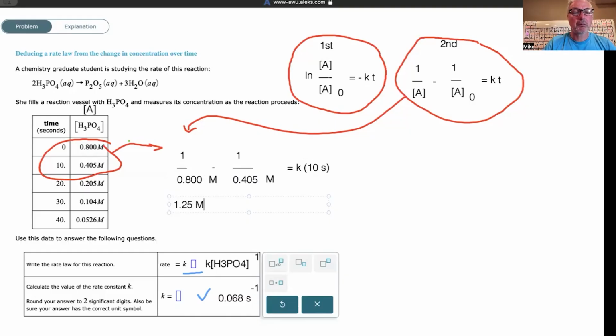1.25 inverse molarity units. It's concentration minus 1 over 0.405 minus 2. Doggone it, I screwed it up. That's okay. I screwed it up, but I'm gonna make it. I got the 2 different. And I'm going to show you how we can undo that. 2.469.